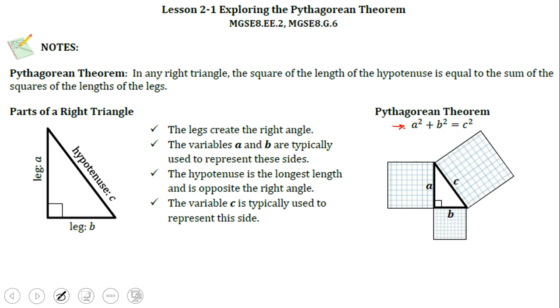In your notes, write down the Pythagorean theorem. The formula is a squared plus b squared equals c squared. So what they're saying is that if you square a, you're going to create this square here. Then if we take the leg b and square it, and add this square plus this square, you're going to get the sum of c squared. So a squared plus b squared is equal to c squared.